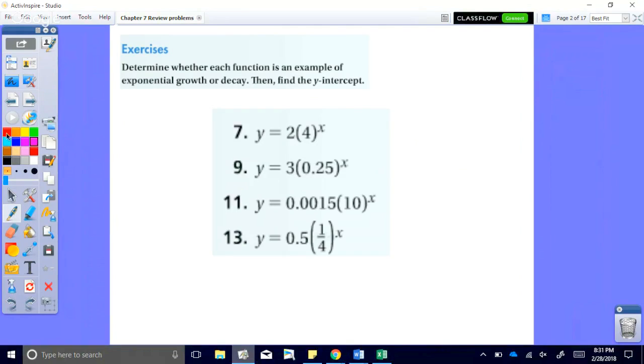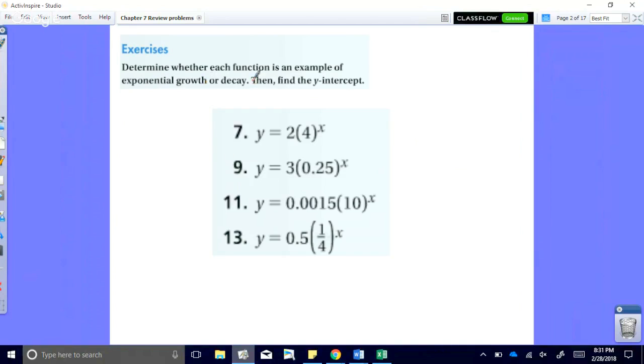All right, the first couple ask to determine whether each function is an exponential growth or decay. We talked about exponential functions as being in the form of a times b to the x. When asked about growth or decay, you're going to use the b. If b, the number with the exponent, is greater than 1, then we have a growth. If it is less than 1, in between 0 and 1, fraction or decimal, then it's going to be a decay. So the first one, number 7, is 4 to the x, so we have a growth.